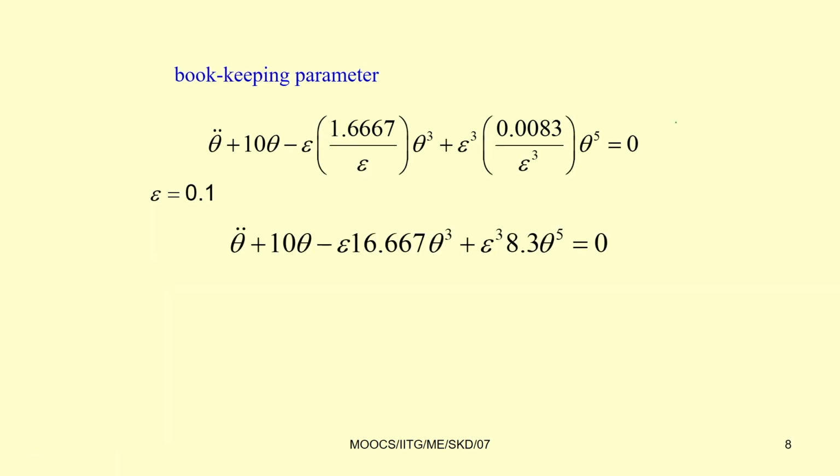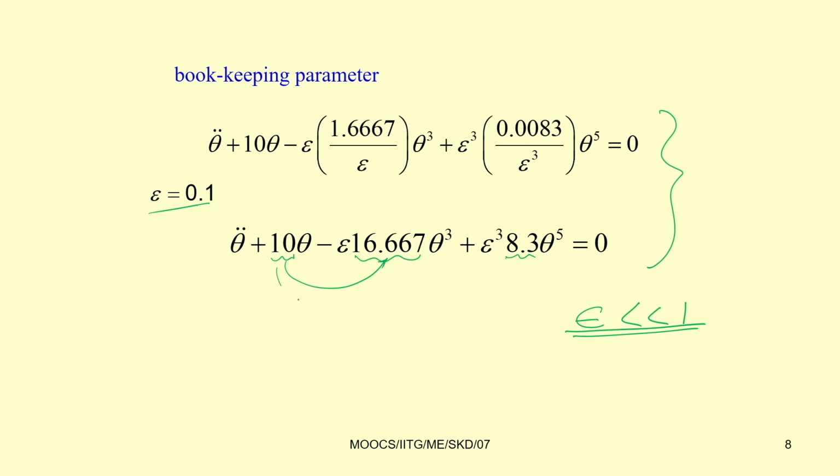Similarly, the bookkeeping parameter is nothing but a parameter, epsilon, which is very much less than 1. You can use this scaling parameter, for example, if you are using epsilon equal to 1. We can write the same equation in this form, that is theta double dot plus 10 theta minus epsilon into 16.667 theta cube. Here you can note the term 16.667 is comparable to the term 10, which means they are of the same order. You have to make it in such a way that they are of the same order.